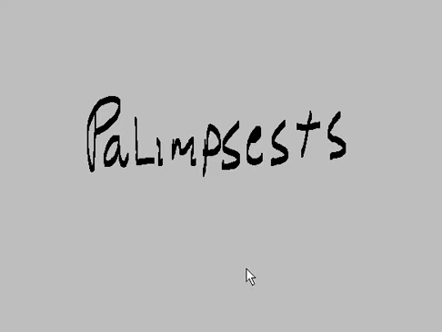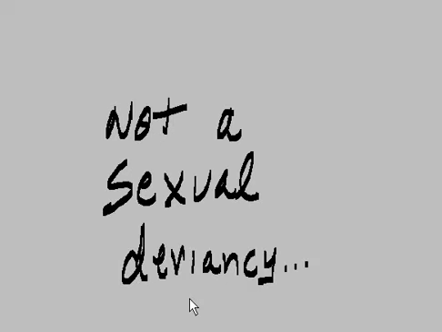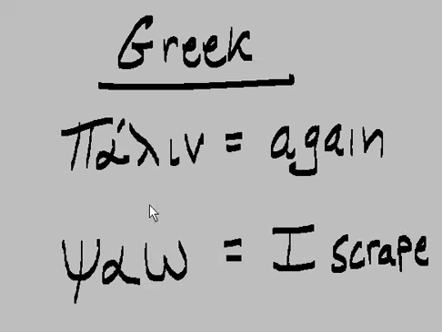Palimpsests. No, that's not a sexual deviancy. It comes from the Greek, palin, again, saw, I scrape.